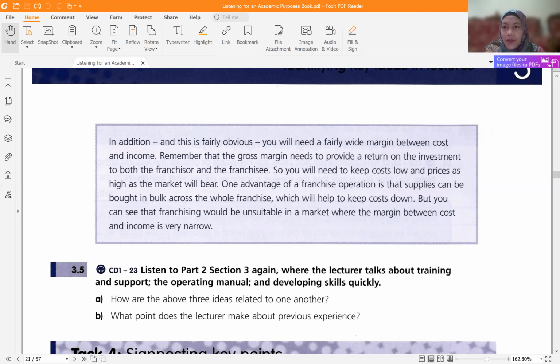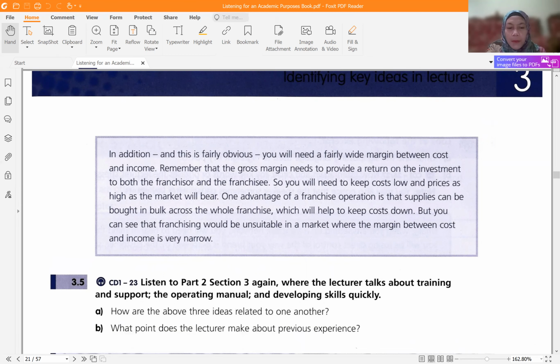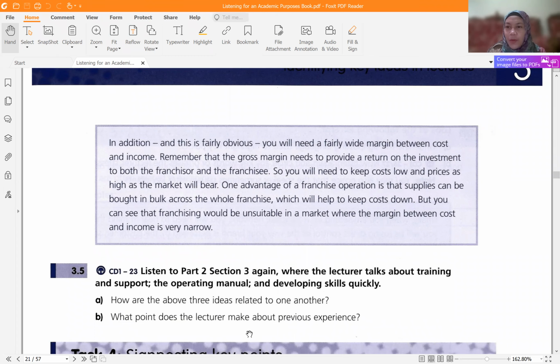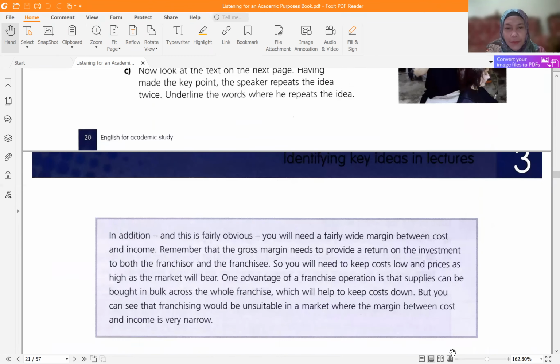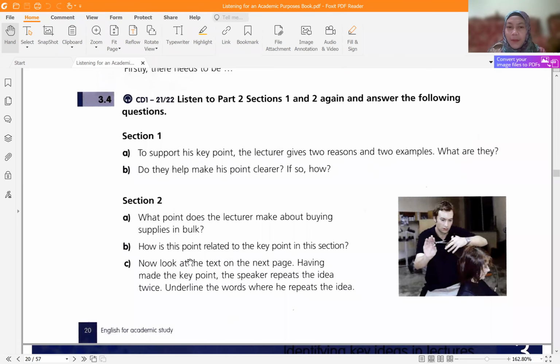So after we listen to the audio, the second section is already given a transcript that you can read while you are also listening to the audio. Meanwhile, for the third section, there is no transcript for you. And there are some questions that you need to answer here. Ada beberapa pertanyaan yang perlu dijawab based on the first section.